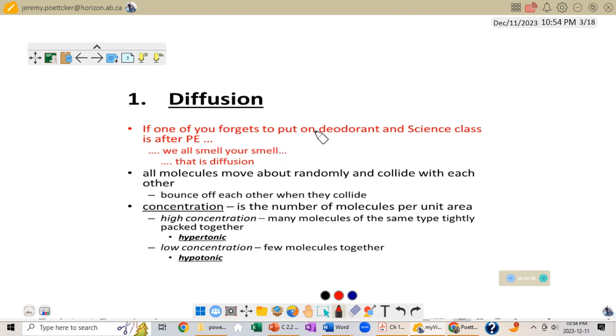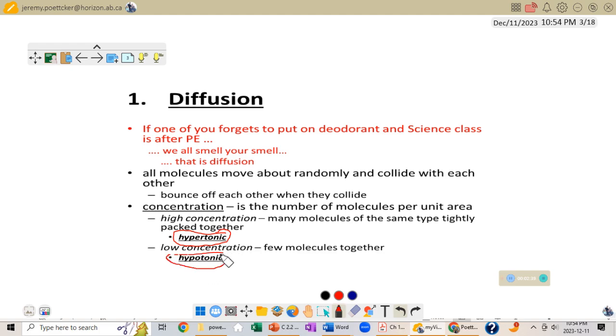We chatted about this yesterday. The lovely smell, or thought of the smell here. If we talk about concentration, number of molecules per unit area or volume, things that are high concentration, this is where we've got many molecules of the same type packed tightly together. This generally makes a hypertonic solution. This is one of those words you should be writing down.